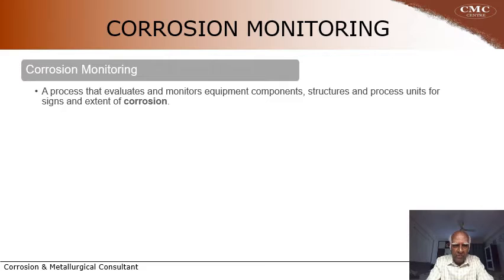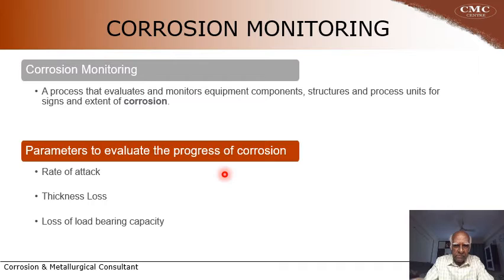Corrosion monitoring is a process that evaluates and monitors equipment components, structures, and process units for signs and extent of corrosion. Parameters to evaluate the progress of corrosion are rate of attack, sometimes called corrosion rate, thickness loss, which is very important, and loss of load bearing capacity, which is also important from an engineering viewpoint.